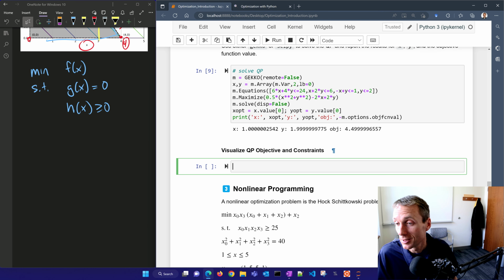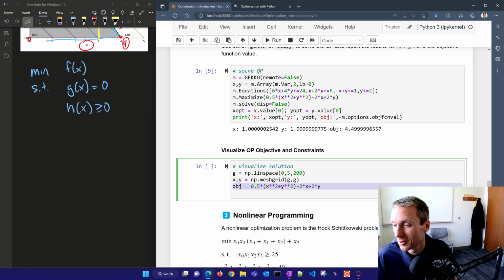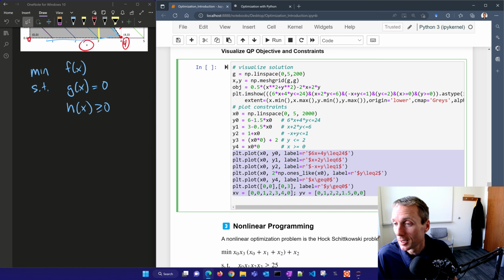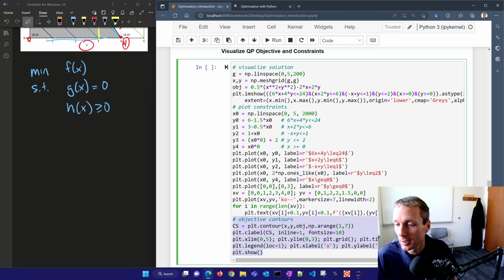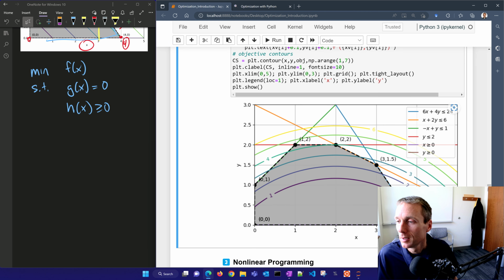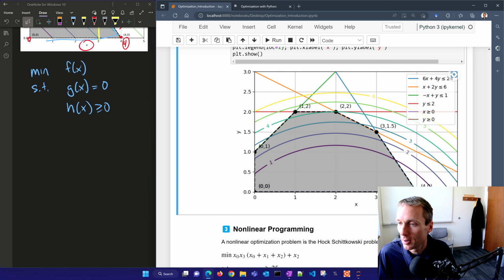So let's go ahead and visualize this with the QP objective and constraints. I'm going to go very fast through this. Again, it's just a contour plot that helps us visualize the quadratic programming solution. Now, the thing that's different here is that instead of a linear objective, I have a quadratic objective. And so you can see the purple, blue, green, light green, yellow, and you can see the value of that objective.